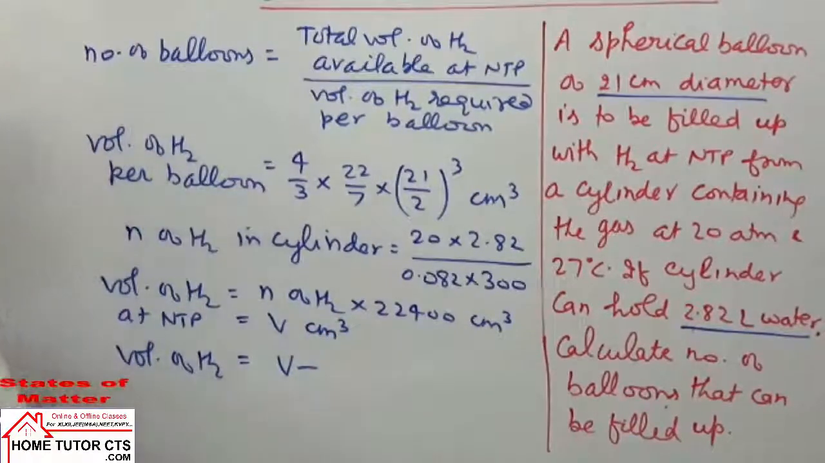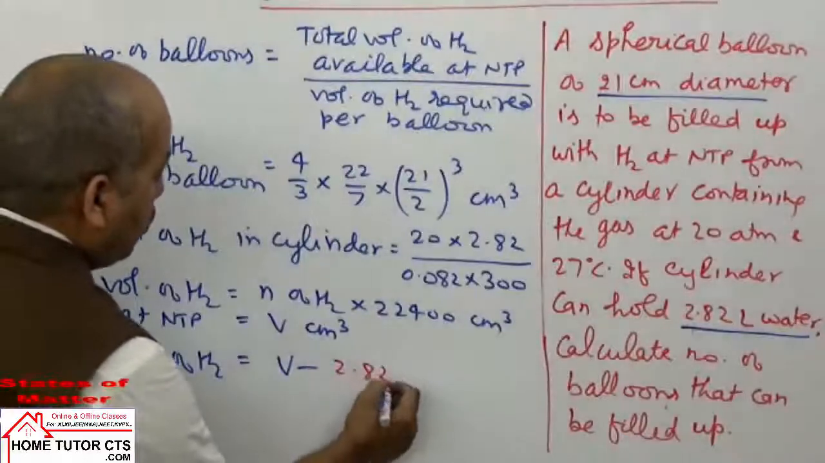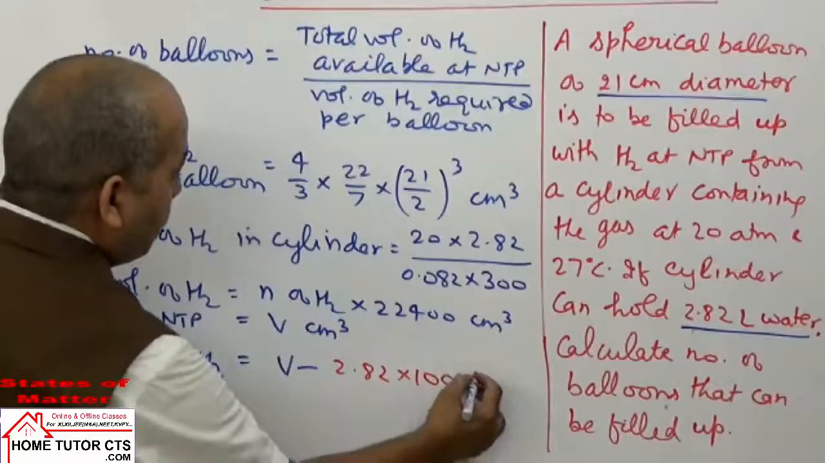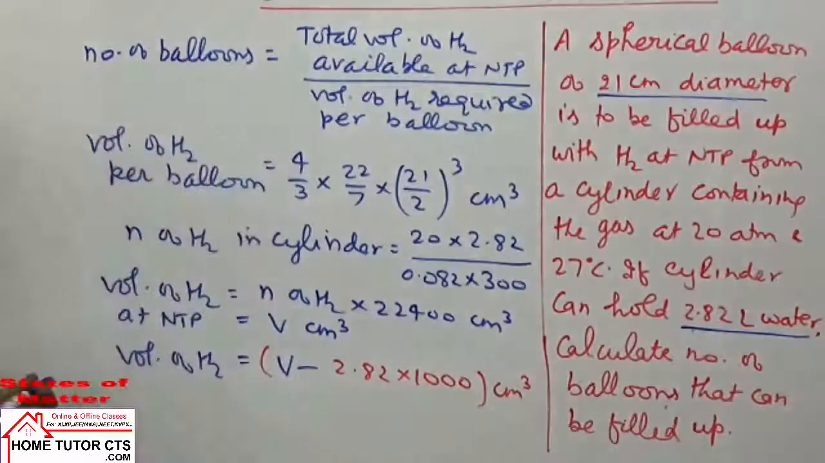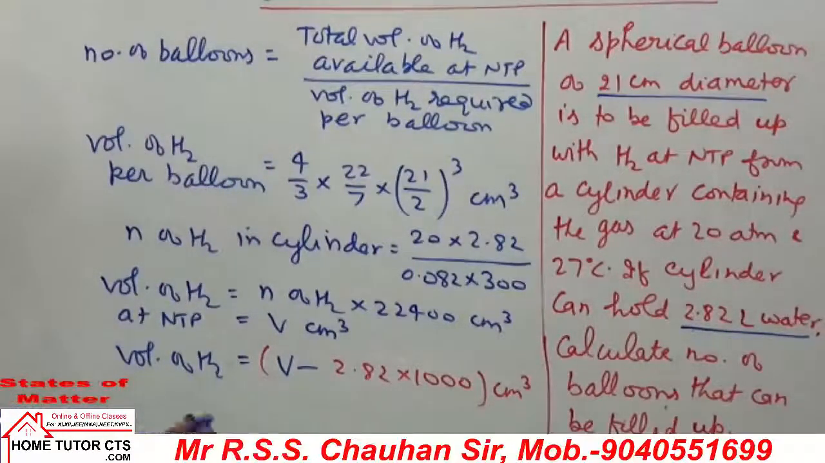V minus 2.82 into 1000 cubic centimeter. Why is it done here? This last point students normally don't think properly.